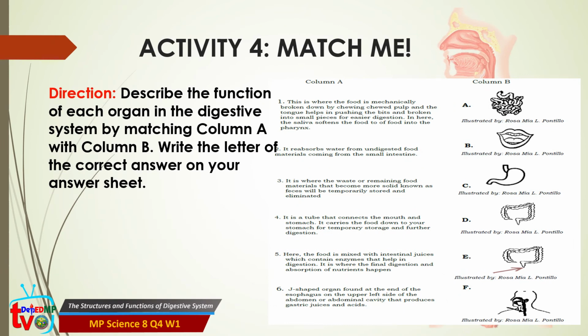If you will choose Activity 4, Match Me, the direction is: describe the function of each organ in the digestive system by matching column A with column B. Write the letter of the correct answer in your answer sheet.